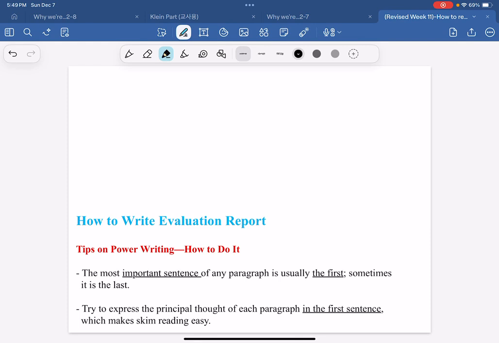When you write the evaluation report, try to write short sentences, right? If you write a long sentence, it is very difficult for the audience to understand the long sentence. If possible, separate the sentence and then try to make short sentences, right?